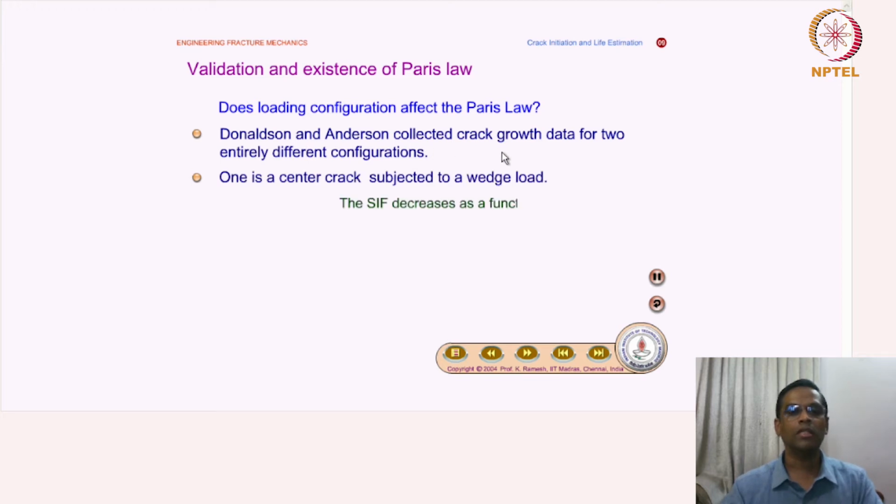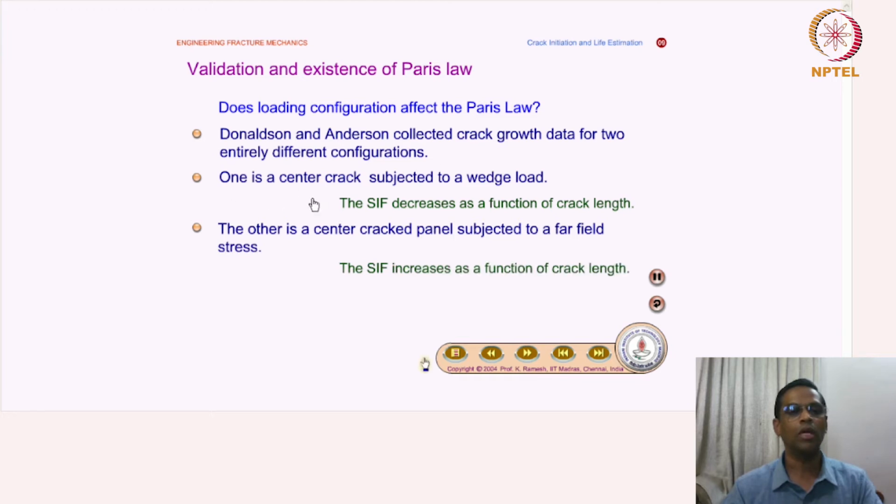Donaldson and Anderson collected crack growth data for two entirely different configurations. One is a center crack subjected to a wedge load, where the stress intensity factor decreases as a function of crack length. The other is a central crack panel subjected to a far field stress, where the stress intensity factor increases as a function of crack length. So there are two extreme cases.